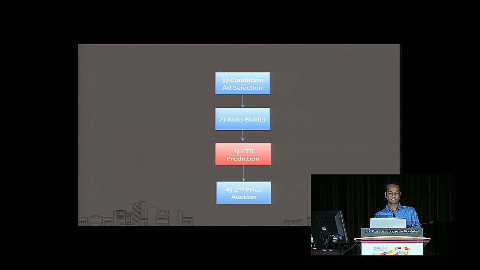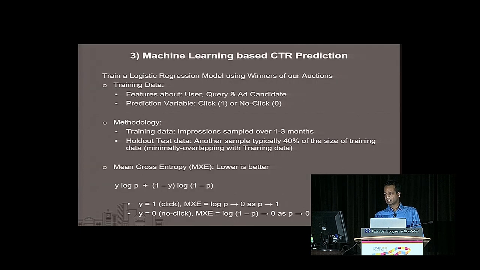Cool, so now the next piece is our CTR, or click-through rate prediction system. This system uses machine learning, and we've basically formulated it as a binary classifier problem. So given all our past ad impressions that we have shown, we know which of those ads resulted in a click or no click, right? So we have a binary variable that we are trying to predict, which is click or no click.